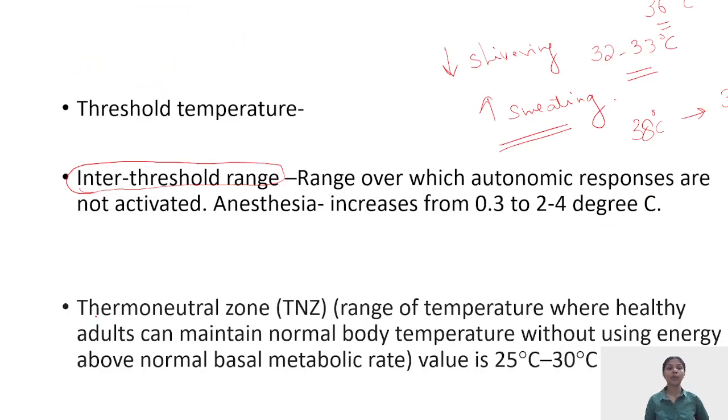Next, we have the thermoneutral zone. The thermoneutral zone is that range of temperature where a healthy adult is able to maintain body temperature without using any extra energy above the basal metabolic rate. That is your thermoneutral zone of the body, which is 25 to 30 degrees Celsius. In this range, we are able to maintain a normal body temperature without using any extra energy over our BMR.